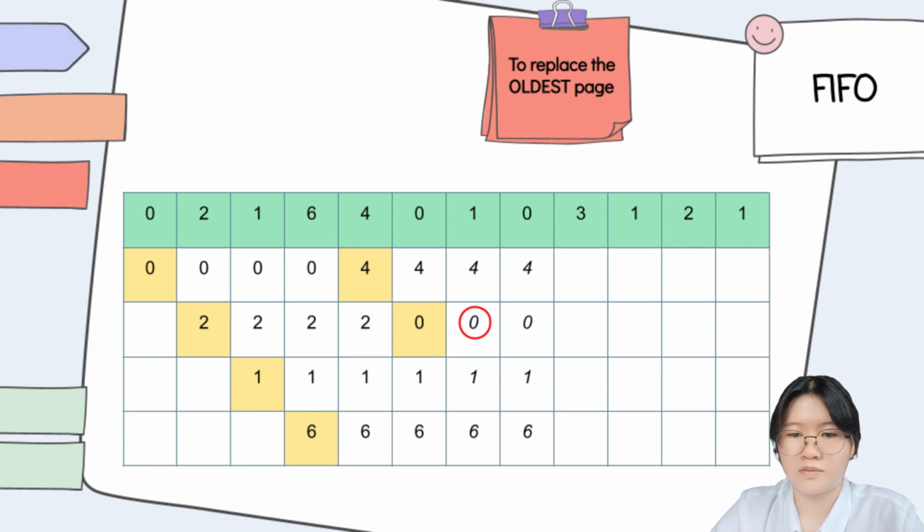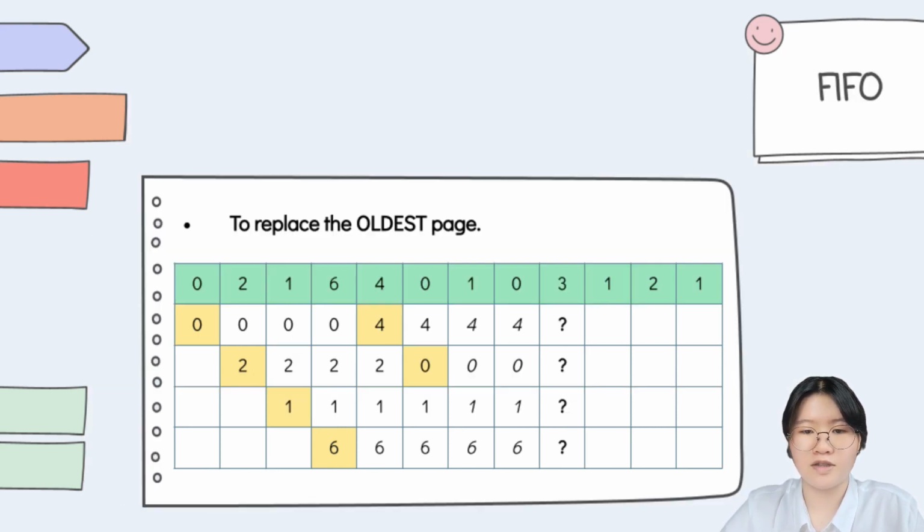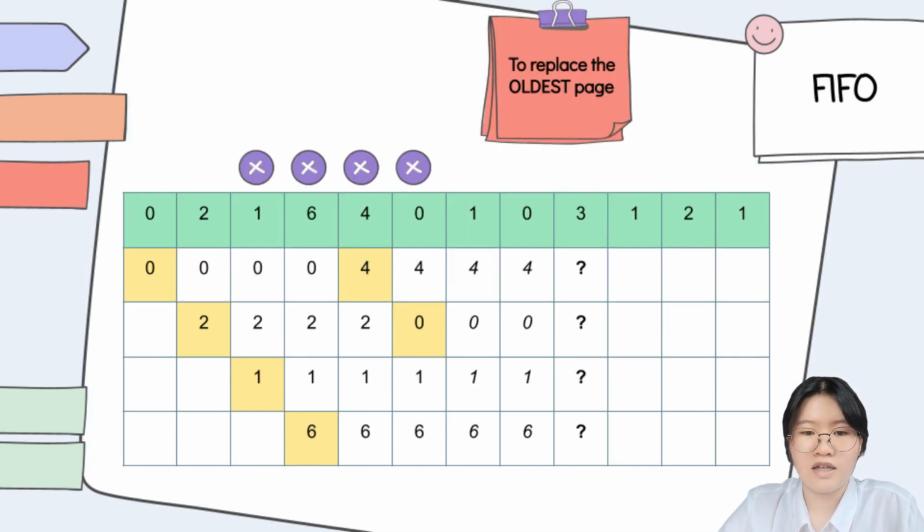Here, we want to insert 3 in the memory, but there are no more empty frames. Therefore, we need to find the oldest page. As we can see, 1 is the first stick as the oldest page, so we change it to 3, and 3 becomes page 4. We insert 4, 0, 3, and 6 into each frame.